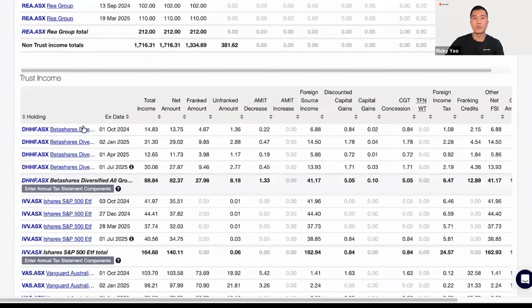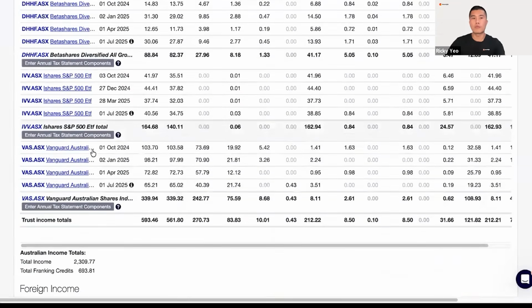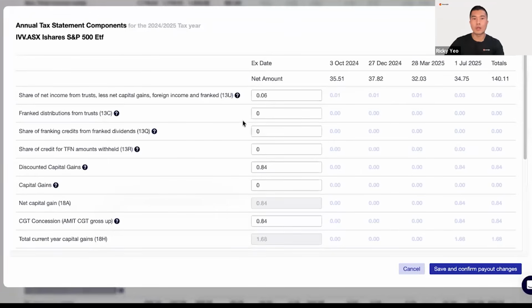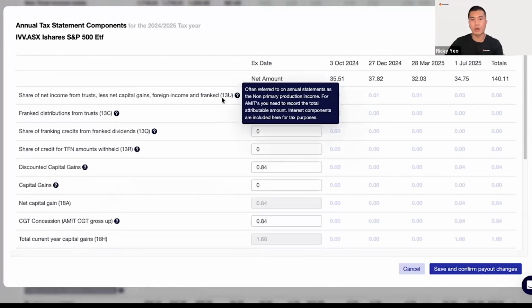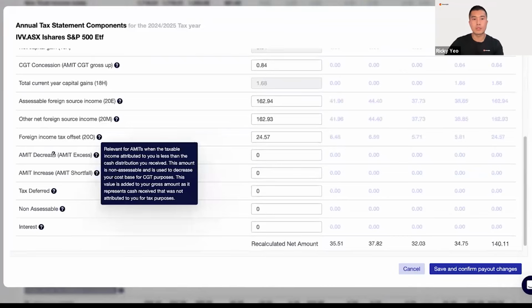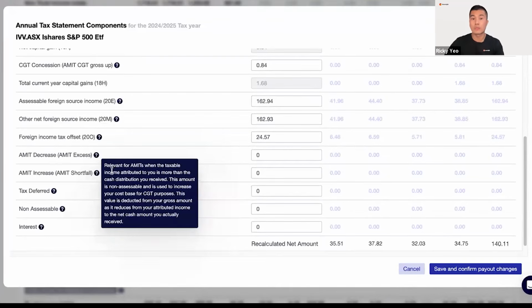So Sharesight does populate most of the information. We have the finalized data, so we populate that into your portfolios, into each of those ETFs. But again, when you get your annual tax statement, it is still good to double check, cross check to make sure they are correct. And you will have this in your annual tax statement. There will either be an AMIT decrease or AMIT increase.